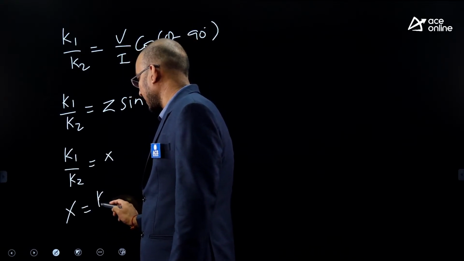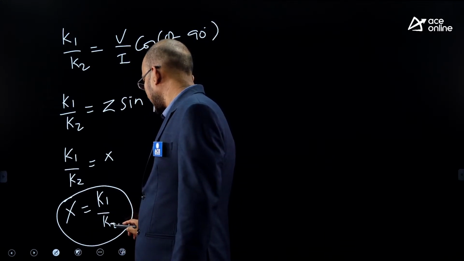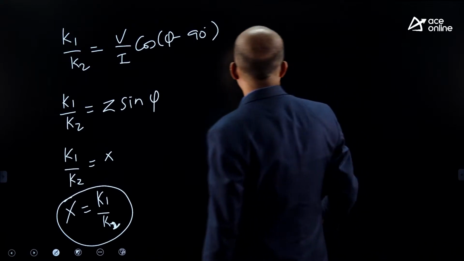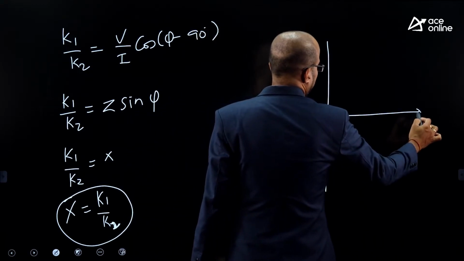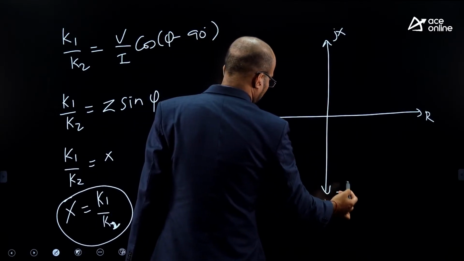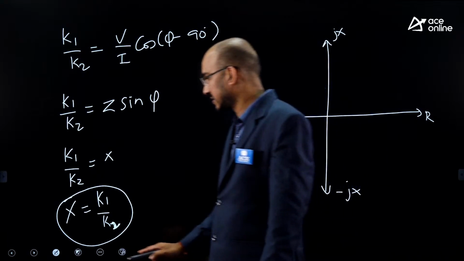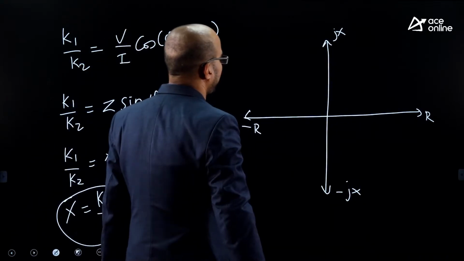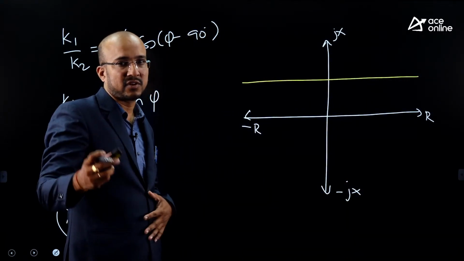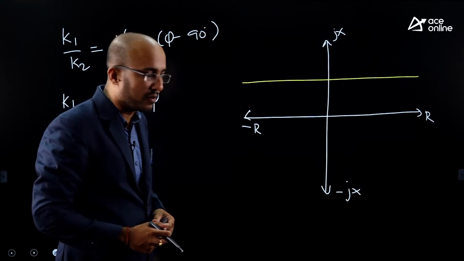So X is equal to K1 by K2. By using this relation, let us try to draw the characteristic equation. Here, if you observe in an RX plane, that is resistance and reactance plane, if you want to plot X is equal to K1 by K2, how that equation appears, let us look at here. X is equal to K1 by K2 is nothing but a line parallel to what? Resistance axis. So in case of reactance relay, the characteristic of the relay is a line parallel to resistance axis.